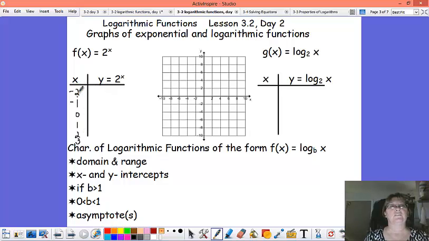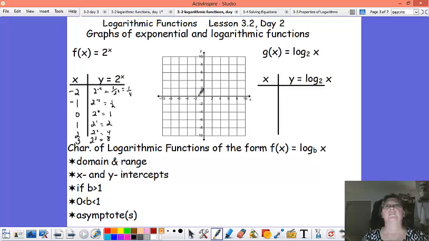So I have a selection of x values to put in, and 2 raised to the negative second power, you'll recall, means that we're really talking about 1 over 2 squared, or 1/4. 2 to the negative first power, 1/2. 2 to the 0th power, well, anything to the 0 power is 1. 2 to the first we're all familiar with. 2 squared is 4, and 2 cubed is 8. Now I'm going to go ahead and graph that.